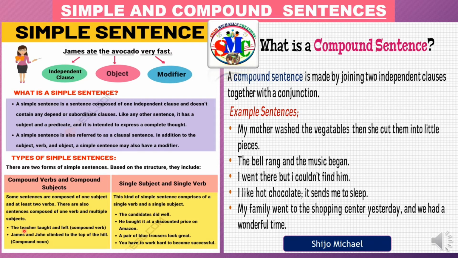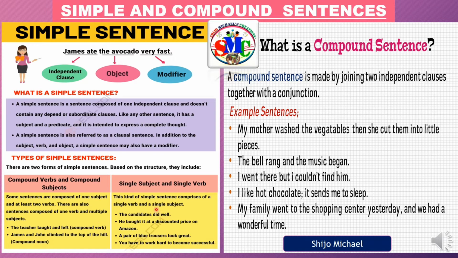Here the example you see, the teacher taught and left. Here you can see there is only one subject but there are two verbs. So this is a compound verb sentence. Now let us see, James and John climbed to the top of the hill. Here you can see there are two subjects. So that contains a compound subject. So that is the first type.